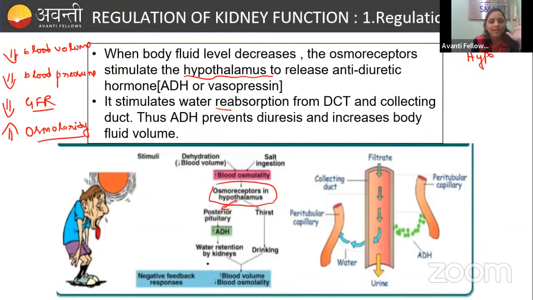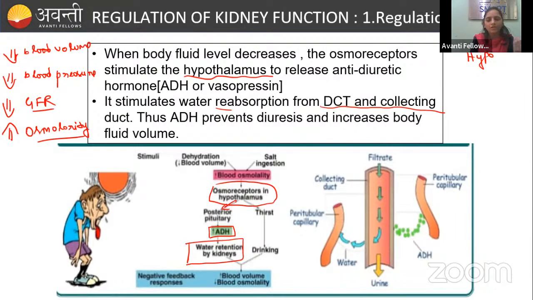What do you mean by diuresis, guys? Release of more water, we call it diuresis. Frequent urination, we call it diuresis, right? Here, what will happen? The release of the anti-diuretic hormone is going to retain the water. Water from the DCT, that is the distal convoluted tubule, and the collecting duct. You know the distal convoluted tubule and the collecting duct have the receptor for the anti-diuretic hormone, right? Because of this, water is going to be reabsorbed in the distal convoluted tubule and the collecting duct.